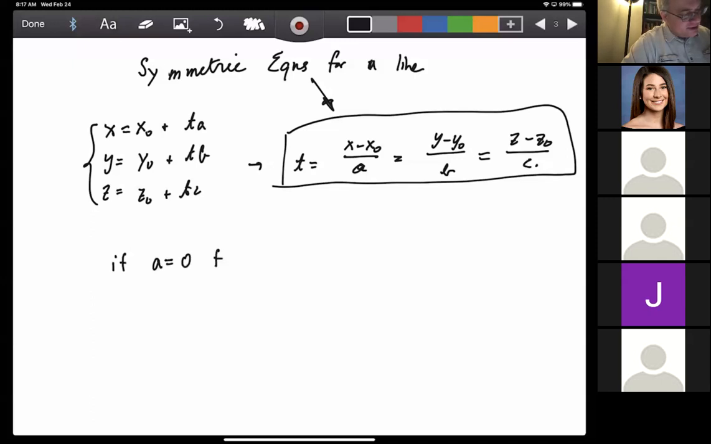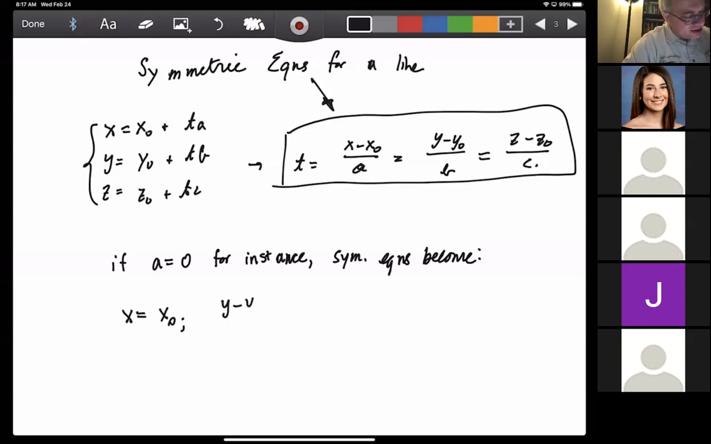So if a equals 0, for instance, right, obviously we can't divide by 0. So what do we do? We solve for t if possible. So we're going to be able to solve for t in the y and z equations. When a is 0, we just have x equals x0. And then the other symmetric equations are y minus y0 over b equals z minus z0 over c.